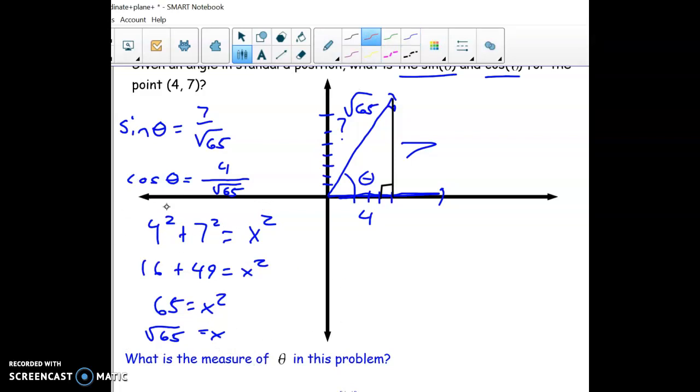Okay, and the answer to this is you can do inverse. We have the ratio, so just do inverse sine on your calculator.